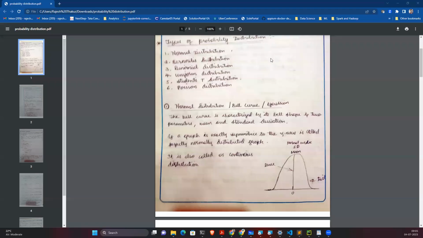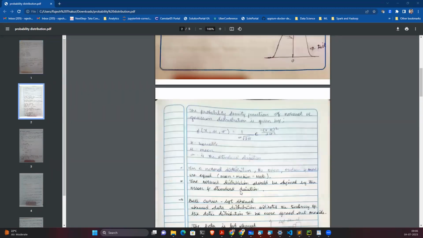Lies in the middle is equal. Okay. So whenever I am saying any distribution of the data is a normal distribution, then mean, median, and mode always lie at the same point. It is also called a continuous distribution.